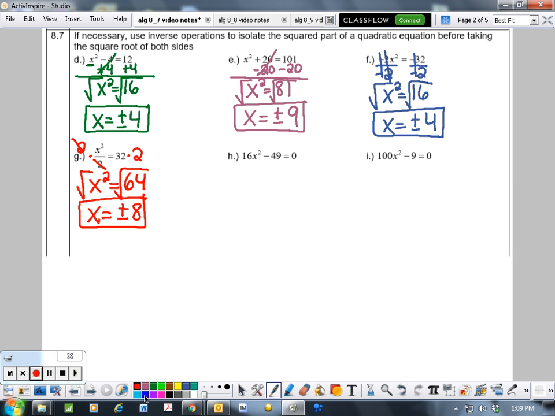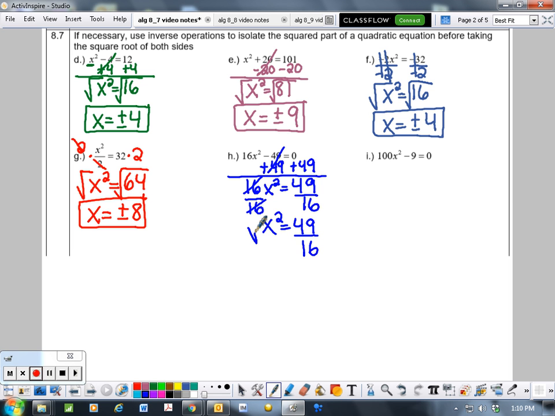So now we're going to get a little bit more complicated. We now have 16x squared minus 49 equals 0. So now we do the same thing, order of operations. I do the opposite of order of operations, so I move my pluses or minuses first. So I'm going to add 49. I now have 16x squared equals 49. I now divide by the 16. So I get x squared equals 49 over 16.